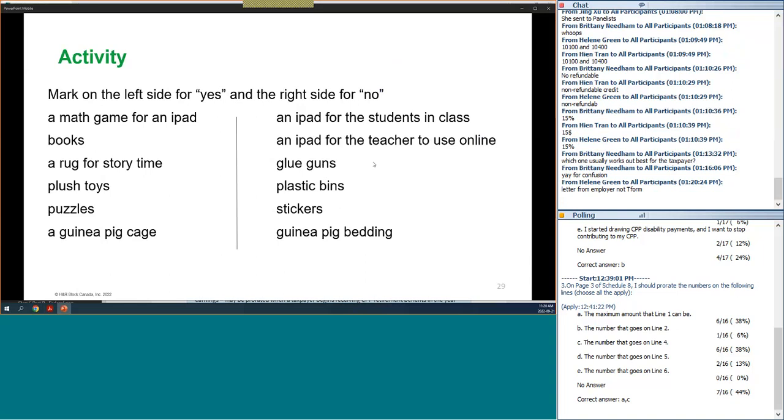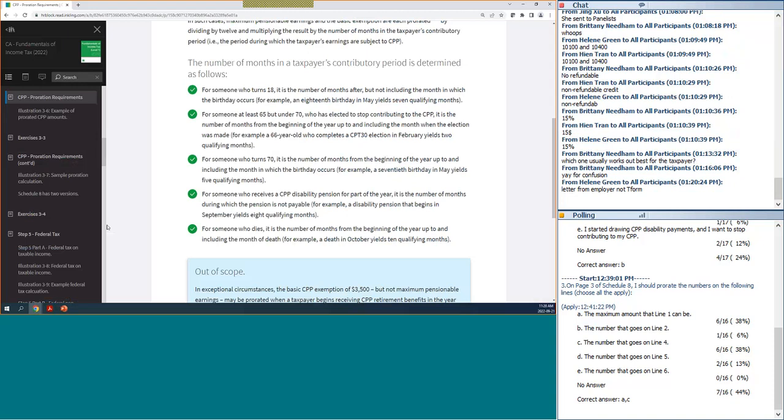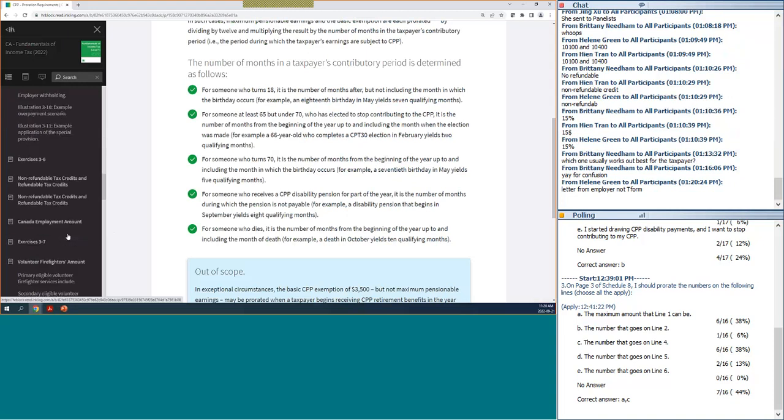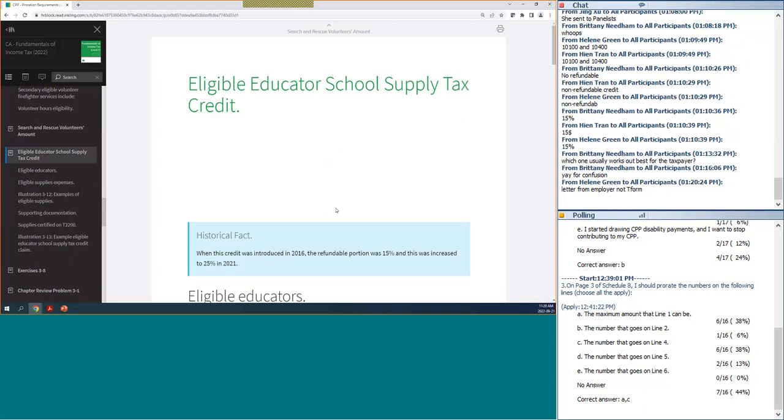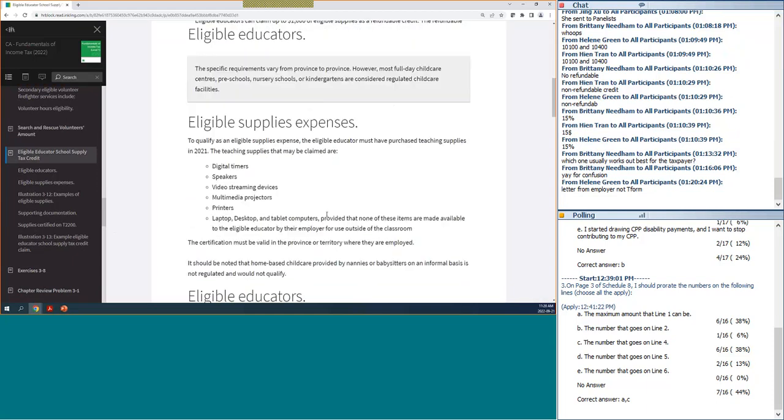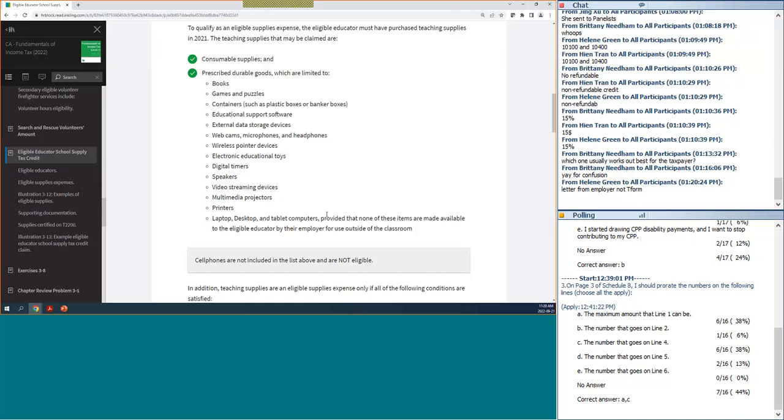Okay? What counts? Well, before I give you an exercise on that, sorry, I did want to go to the textbook because there's a really nice list in the textbook as to what you can claim. It used to be a much smaller list. So up until this year, the only things you could claim were books, games, and puzzles.